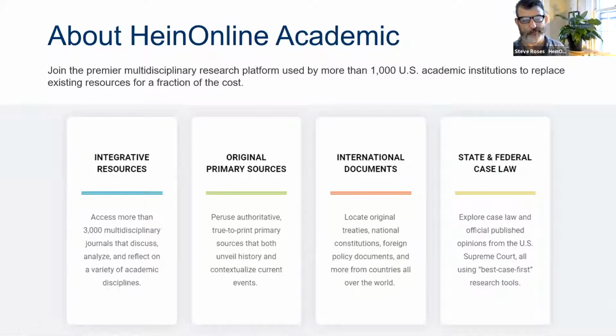So, a little bit of background about HeinOnline Academic. It's the package of HeinOnline collections that we offer to colleges and universities like you. We now have hundreds and hundreds of subscribers in the United States and the world for that matter. HeinOnline combines integrative resources which give you access to more than 3,000 multidisciplinary journals, for example. We just reached that 3,000 number. Every single journal on HeinOnline goes all the way back historically to the first issue. So we have historical content as well as current content, as history is a huge part of HeinOnline, but current content is as well.